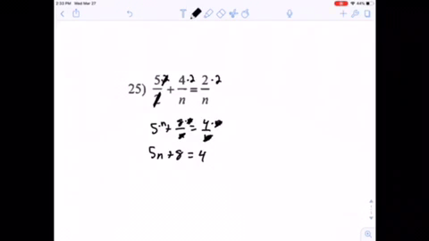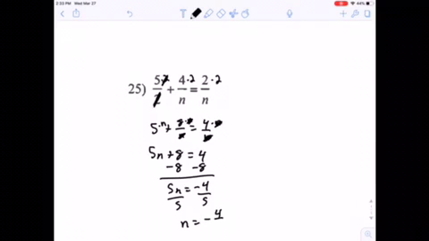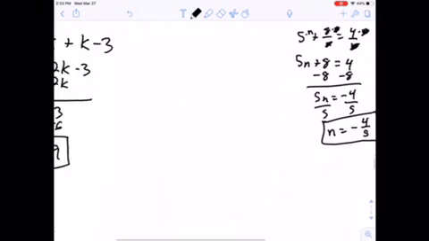So now to solve, subtract 8 from both sides, and you get 5n equals negative 4. Divide by 5, and n equals negative 4 fifths. Okay? And looking at our original problem, if n is 0, we'd have no solution. But we didn't, so that is our answer.